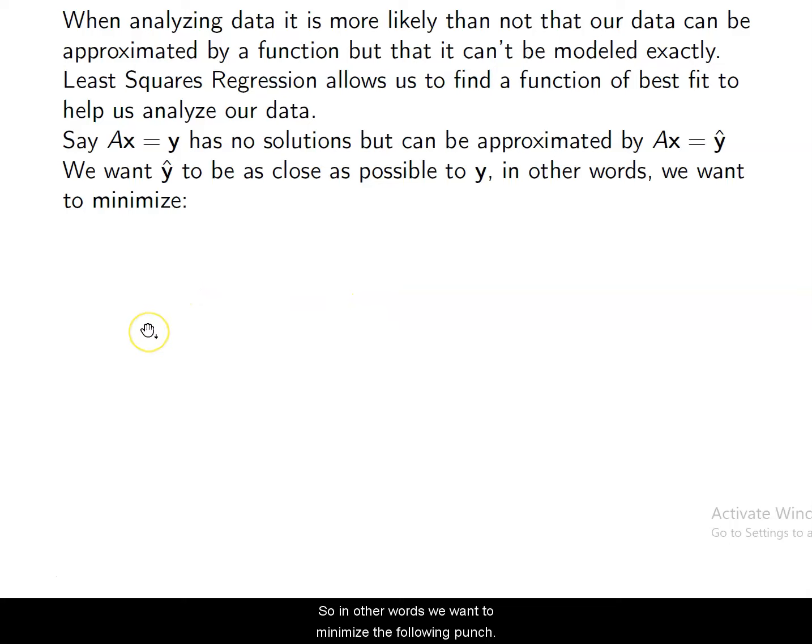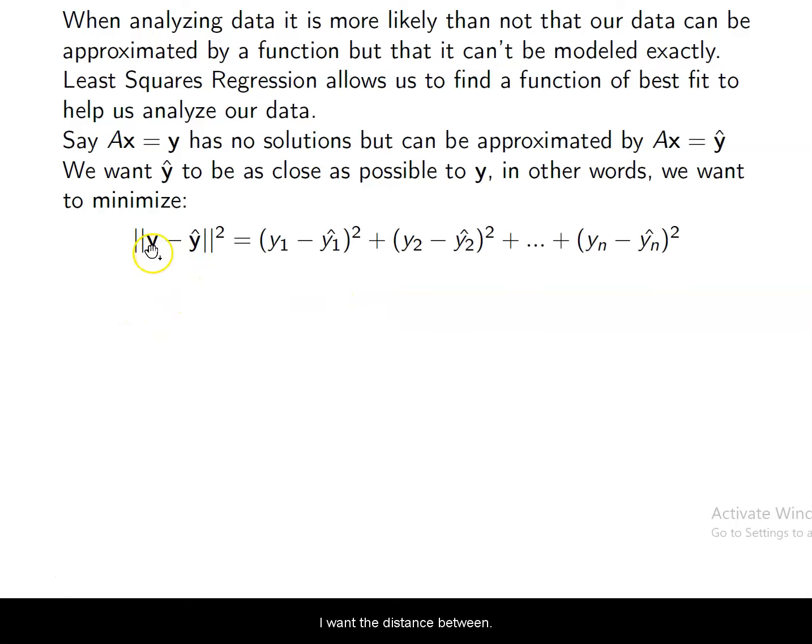So in other words, we want to minimize the following function. I want the distance between my y, which is the ideal solution, and my approximate solution y hat to be minimized, right? So what does this look like? I'm basically subtracting the components between them and squaring them, because that's the definition of the norm squared. The square portion of the norm squared gets rid of the square root, right? So this is the distance between y and y hat, my real solution and the approximate solution. I'm just subtracting their components piecewise and squaring them and then adding those values together.